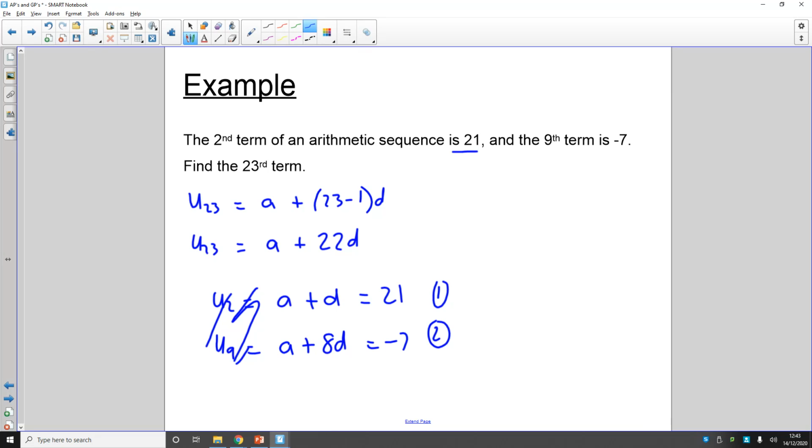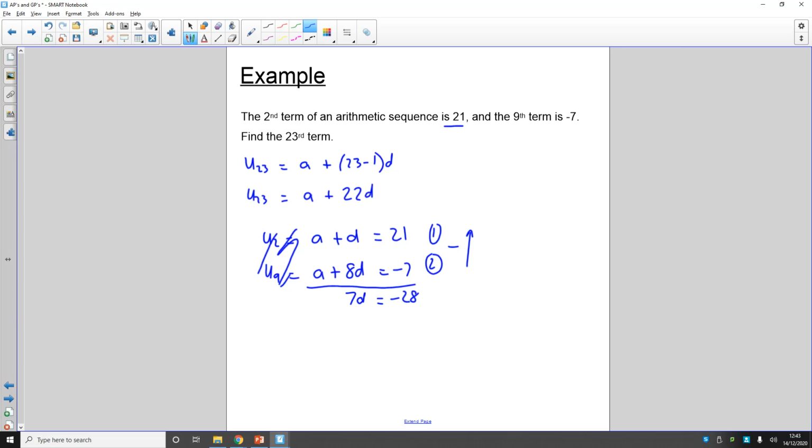Now, if you have a look carefully, we can remove a by eliminating a. So we can subtract these equations, going up my column here. So a take away a in this first column is 0. I'm going to start with 8d take away d, that's 7d. And here I'm going to start with minus 7 take away 21, which is minus 28. So as you can see here now, we can solve that. And if we divide through by 7, then d will equal minus 4. So the common difference in here is minus 4.